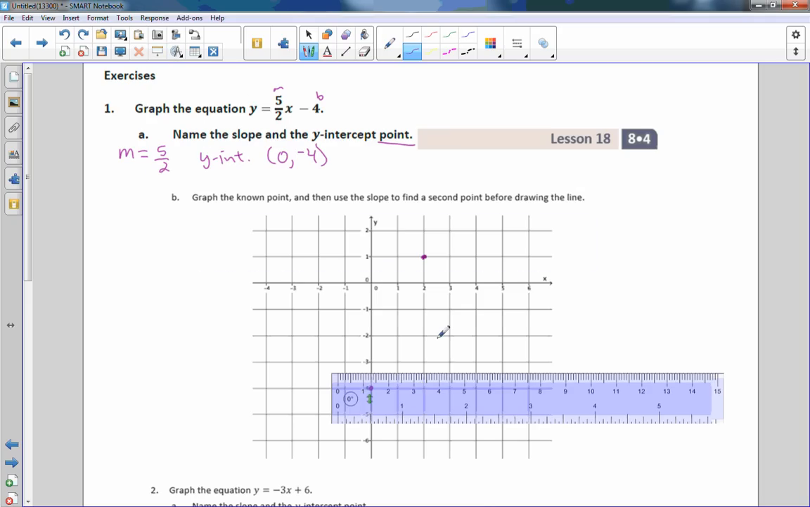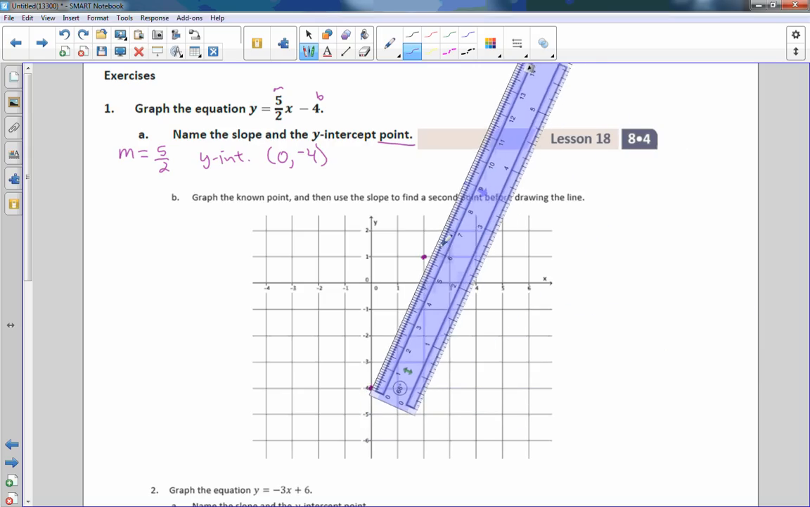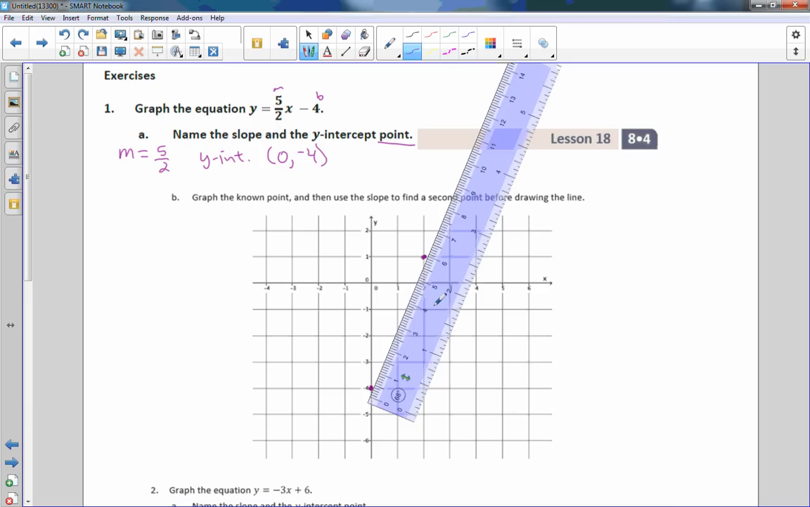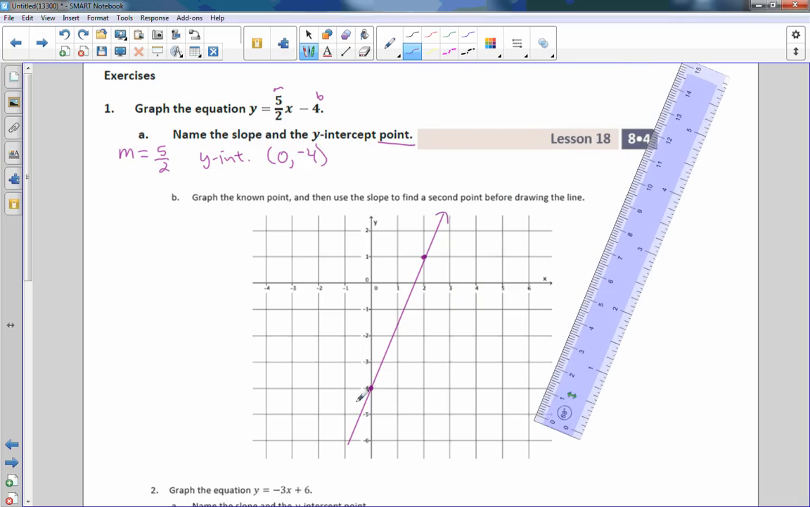Get my ruler, and I am going to put it right here and rotate it up. Try to be as accurate as possible and draw my line. Okay, close enough. Off by a smidgen here, but that's okay. So as you can see, up 1, 2, 3, 4, 5, right 1, 2. That is my 5, up 5 over 2 to find the next point that is on the line from the starting point, which is the y-intercept.